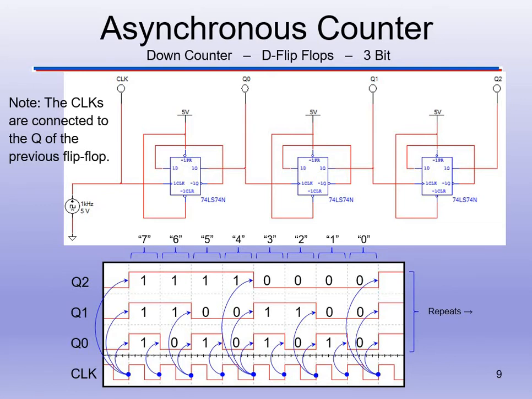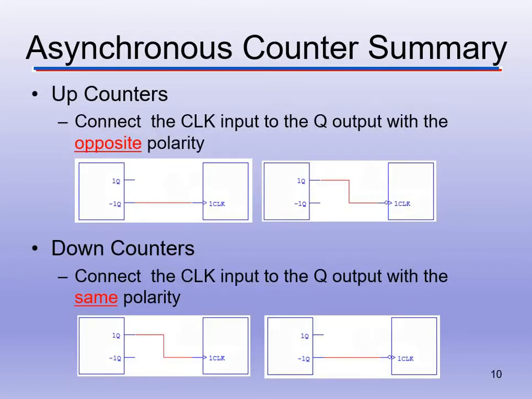So if we're going to do a 60-second counter, we're going to be able to do up or down when we do this. So how do we know how to do this? If we want an up counter, we want to choose the clock input to be the opposite polarity. So we want to choose Q bar going into a normal clock. That's a rising edge clock, so that's the upper left display here where we have Q bar going into clock.